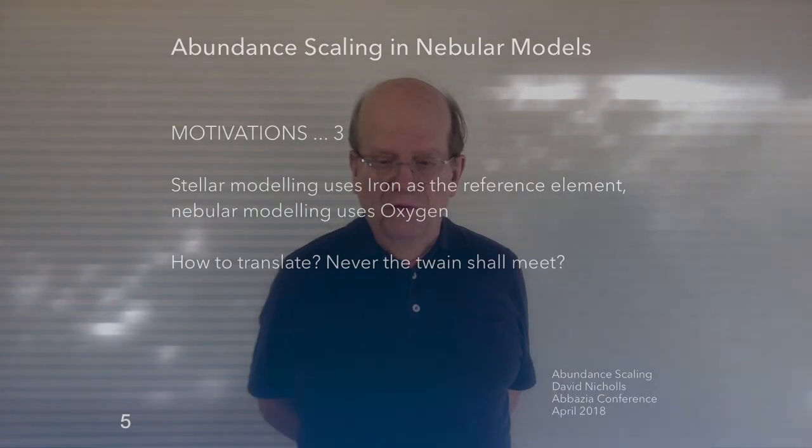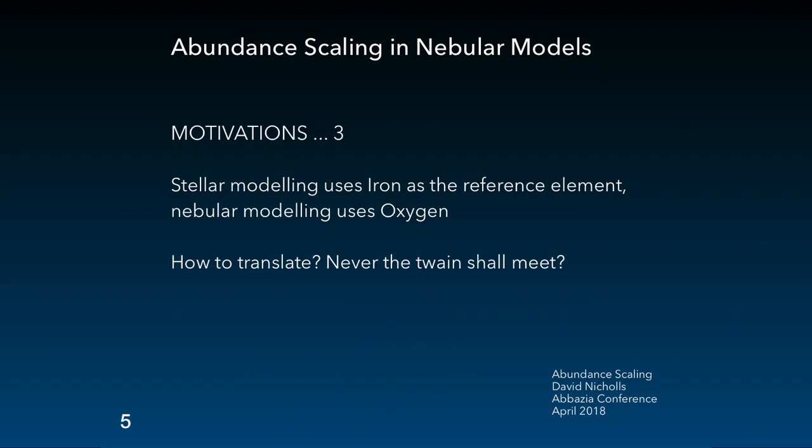Enrichment of the interstellar medium depends on the star formation history at earlier epochs and the nature of the supernovae that were responsible for the enrichment. Slide 5. If we wish to look at stellar abundances as a guide to past nebular abundances, which we do, we face the problem that measured stellar abundances are referenced to iron, whereas nebular abundances are referenced to oxygen. As these don't scale together, translating between the stellar and nebular abundances is difficult.